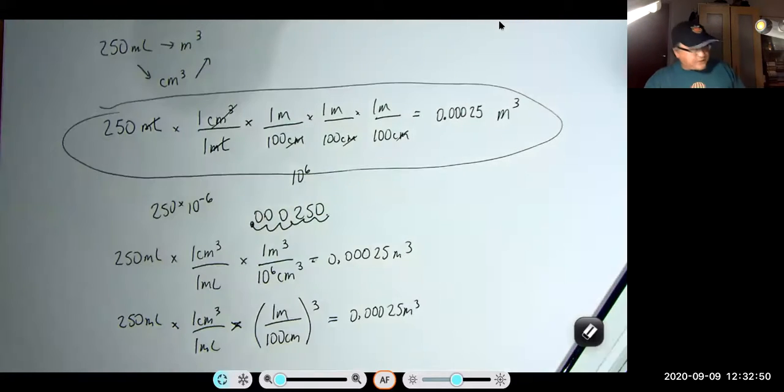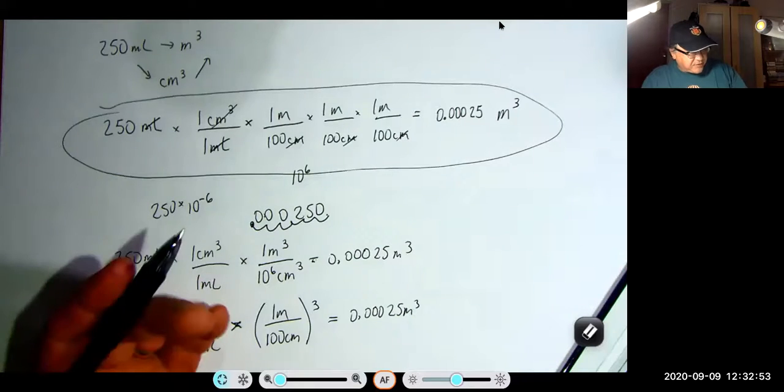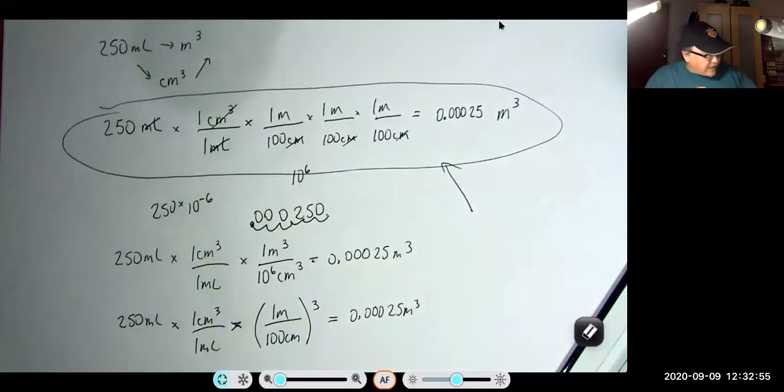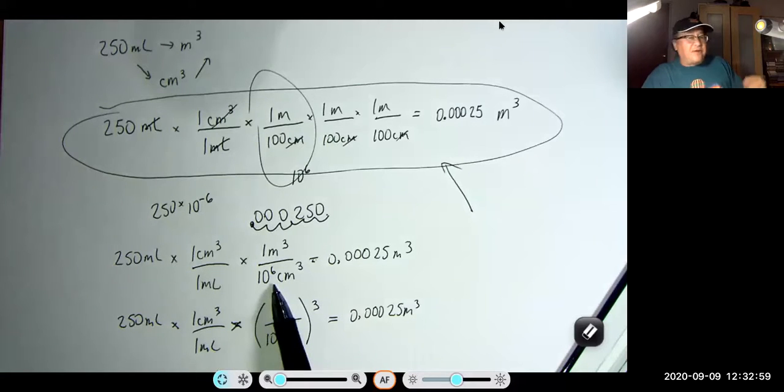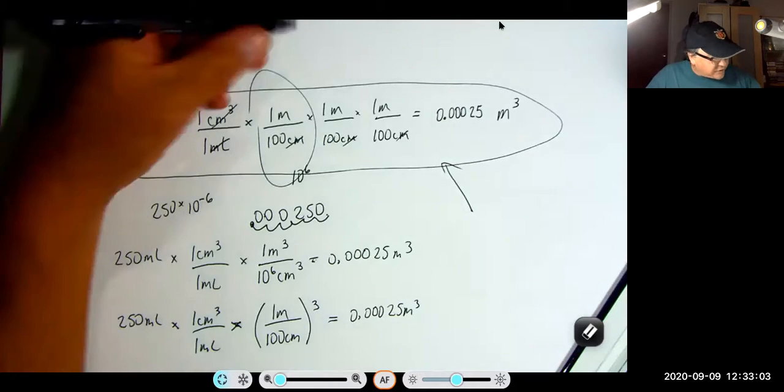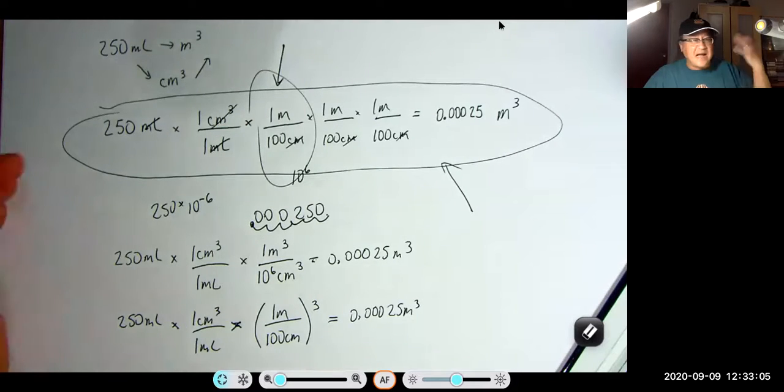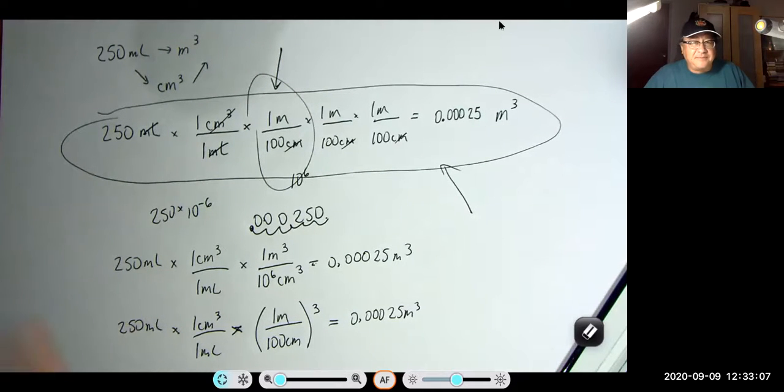So which one is my favorite way of doing it? And the answer is this way. Because I don't need to mess around with this and figure out that it's 10 to the 6. I can just remember this conversion, which is very easy to remember. I got it solid, so I go from there. Any questions about that?